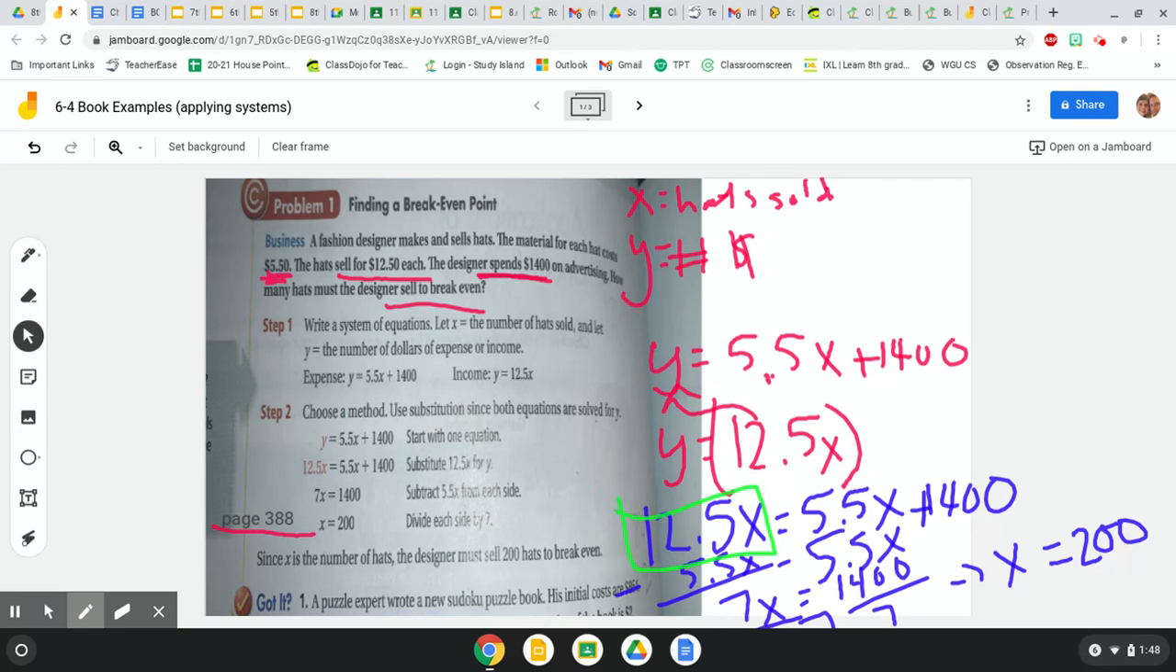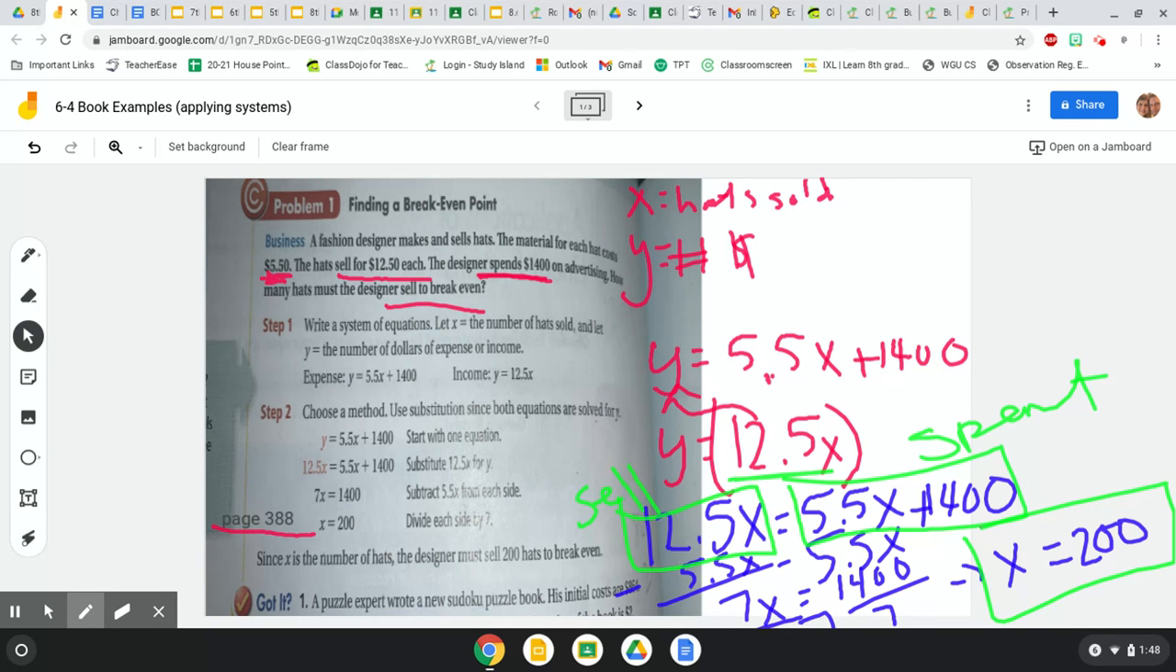So this was how much they spent, right? Or sorry, this is how much they sold, the 1250X. That's what this represented. And I set that equal to how much they spent. So when those are set equal to each other, you're going to break even, right? You're not making any money, but you're not losing any money. You're even. So once these are set equal to each other, I can figure out how many hats were sold. And there should have been 200 hats sold in order to break even.